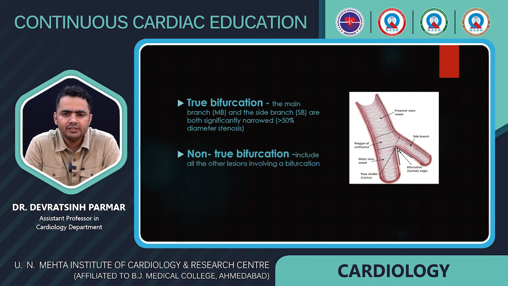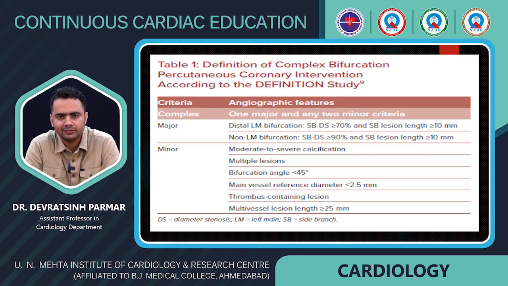Okay. So basically the bifurcation is considered true bifurcation or non-true bifurcation. True bifurcation is when the stenosis involves both the main and the side branch and the stenosis should be more than 50%. Non-true is when it involves only one of the branches, either main or side branch.